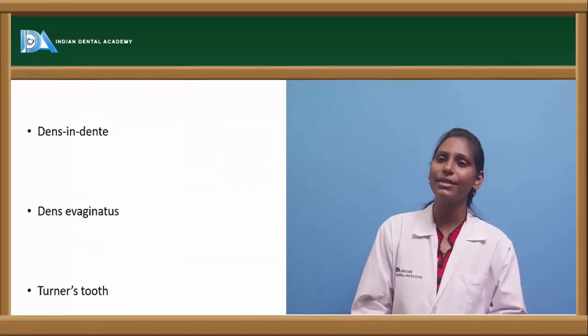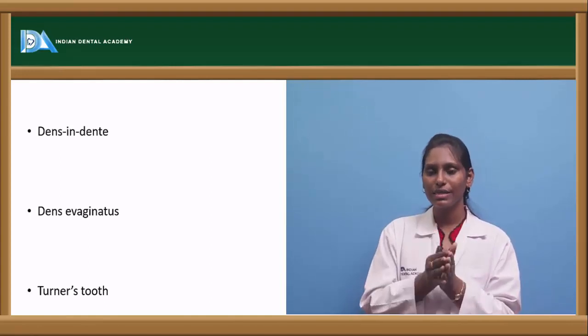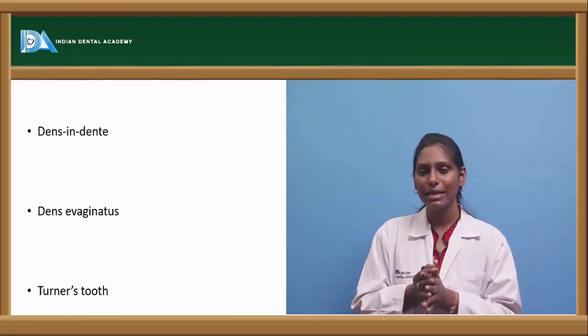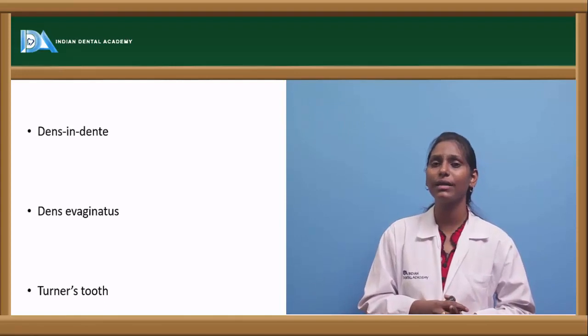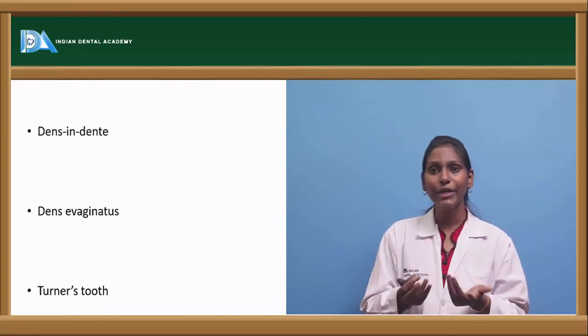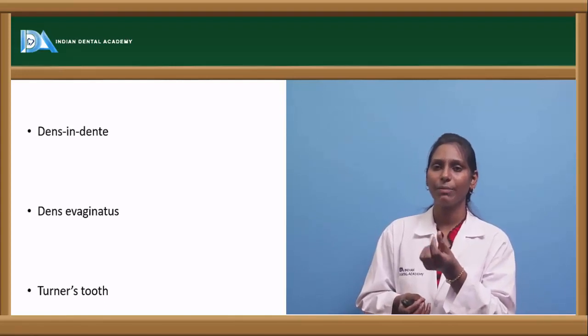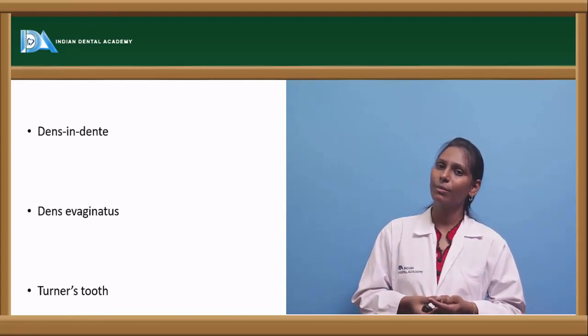Dens in dente is a condition where we actually see invaginatus, also called dens invaginatus, usually seen in case of your incisors, especially the lateral incisors. Dens invaginatus is nothing but the Leong's premolar, where we see another cusp-like structure appearing in case of premolar. Dens evaginatus is most commonly seen in case of premolars.